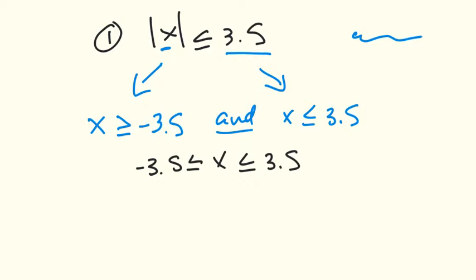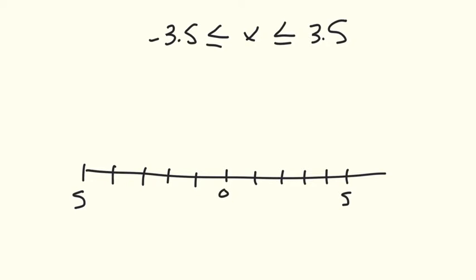So when we go to graph that, all right, we've got 3.5 right here, and negative 3.5 right here. So it's going to be any number that's in between negative 3.5 and positive 3.5. Any number in here is going to have an absolute value, a distance from 0 on the number line, that's less than 3.5.